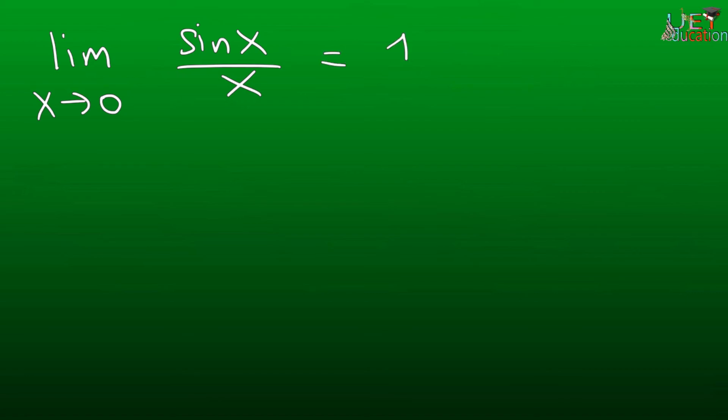Now, sometimes you might be dealing with trigonometric functions. What is the limit as x approaches 0 of sine x over x? Now, this is something that you want to commit to memory. This is simply equal to 1. So make sure you know it.